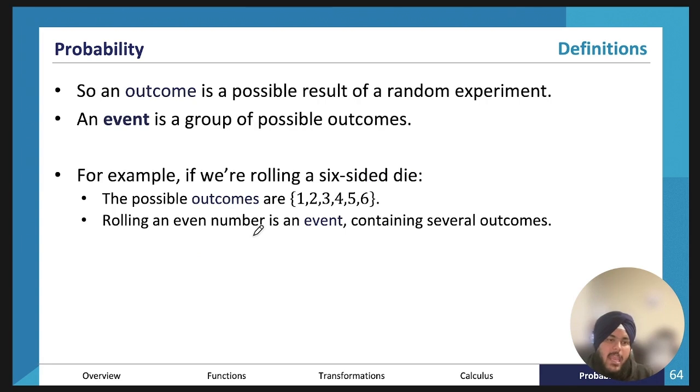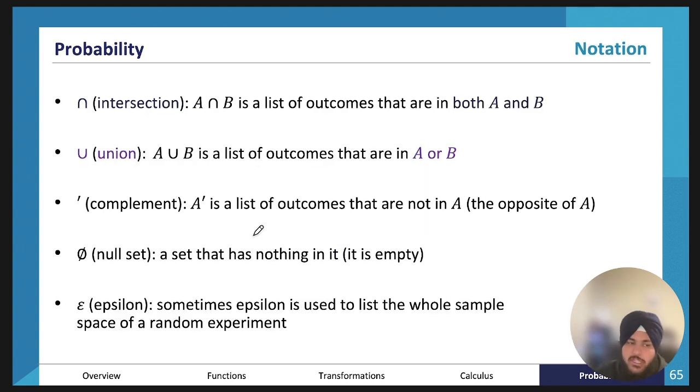Whereas an event is a group of specific outcomes. An event for rolling a six-sided die is landing on an even number, or landing on an odd number, for example, or landing on a number in the top 3, or something along those lines. So an event is just a group of possible outcomes from your overall sample space. Again, just basic definitions.